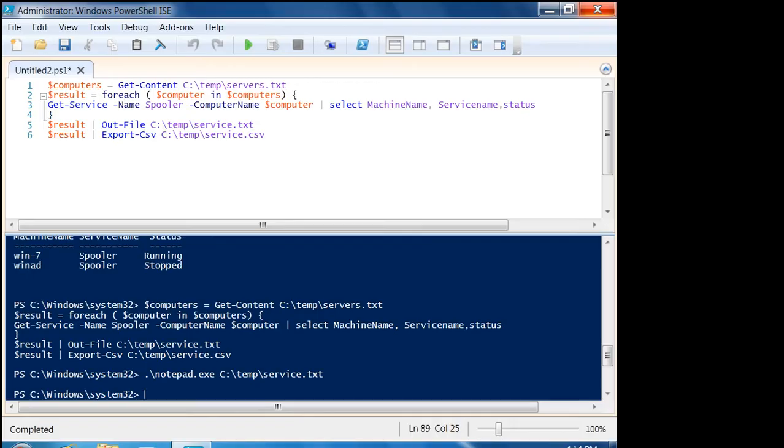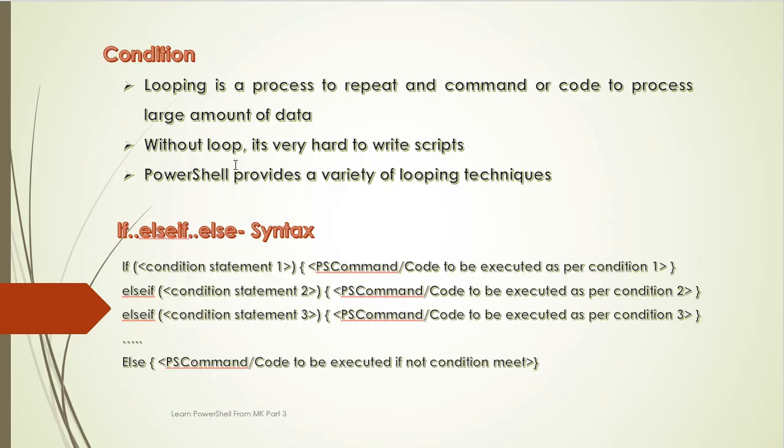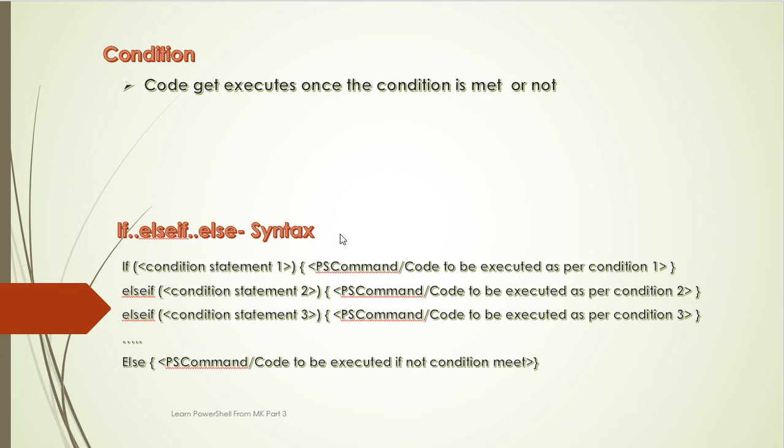Let's go to the next topic, which is conditions, where the code gets executed once the condition is met or not. So for example, this is the syntax of writing down a condition. If we have a condition, if that condition is met, for example, that is our first condition statement, the statement will come in small braces. If that is met, we'll write down a PowerShell code to get executed in curly brackets.